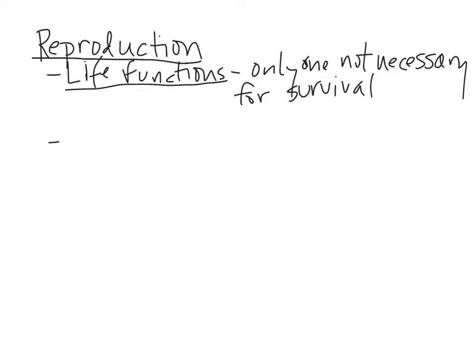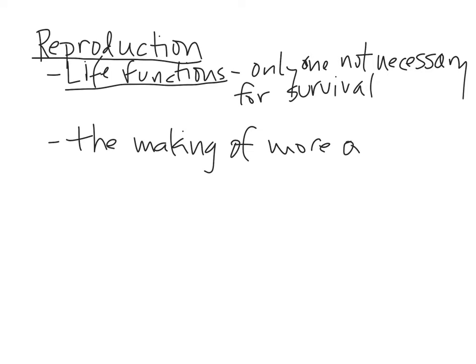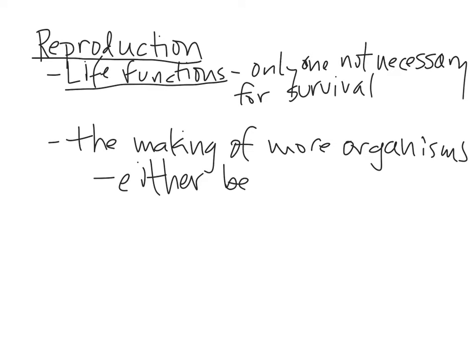So reproduction is basically this concept of making more organisms. So that's how we have to define it. So it's the making of more organisms. Now, the way that these organisms are made could be different in every living thing, just like the way that an organism transports materials is different in every living thing. However, reproduction, by definition, is the making of more organisms. So these could either be identical to the original. This would be associated with what we would call asexual reproduction.